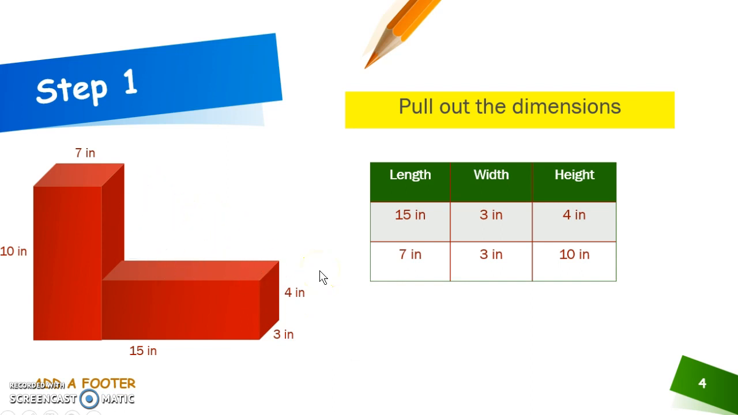And then next you need your heights. Heights go up. As you know, height means how tall you are. So we have a height here, height there, and height there. So that means our heights are going to be 4 and 10. And so we label it in our table as such.